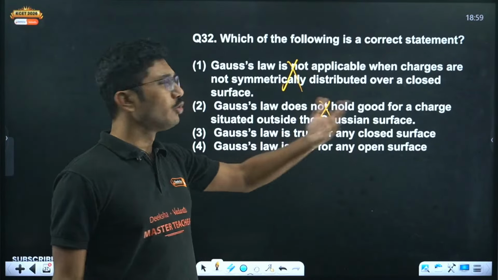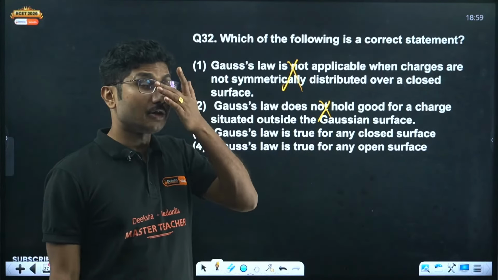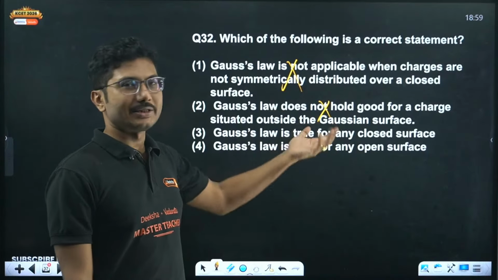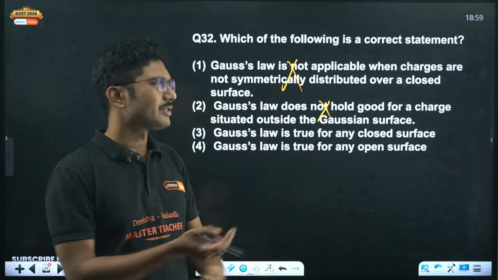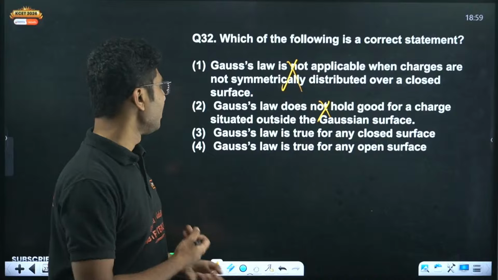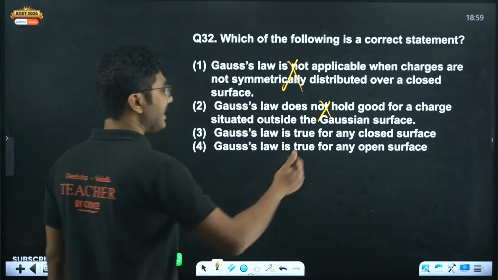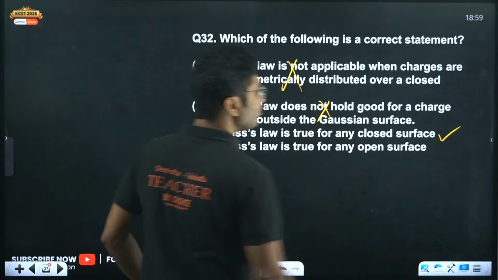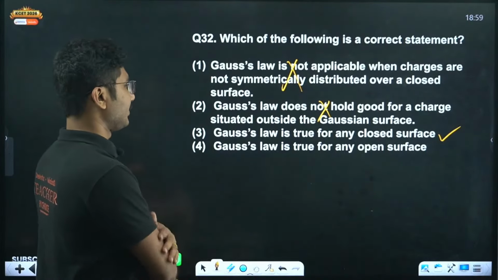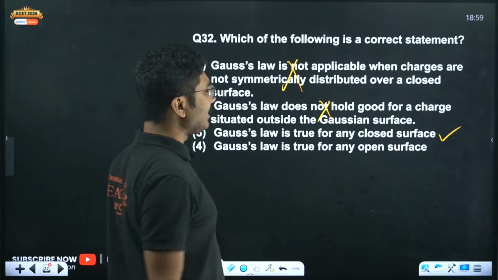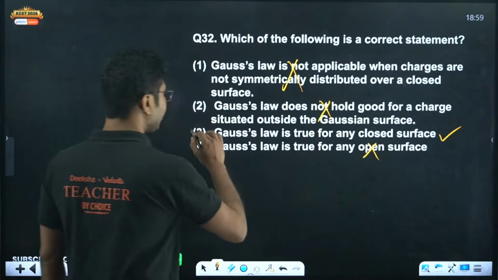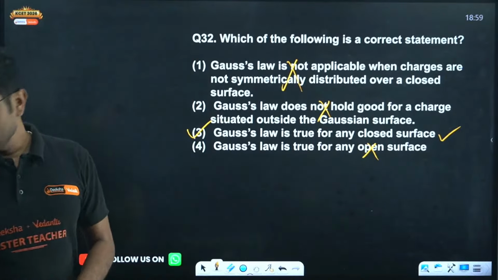Does not hold good means not true. Gauss's law is not correct if the charge is outside the surface. Gauss's law is correct. Charge is outside means flux is 0. Gauss's law is true for any closed surface. Yes, Gauss's law is true for any closed surface. Gauss's law is true for any open surface is not correct. So definitely option 3 is the correct answer.